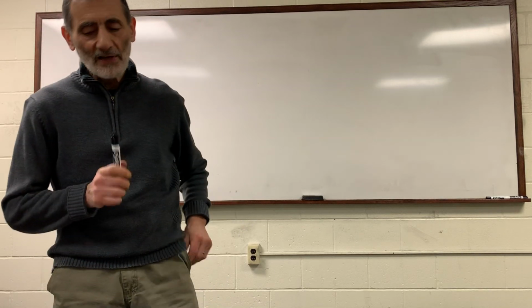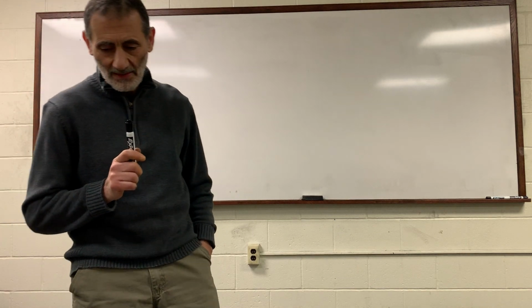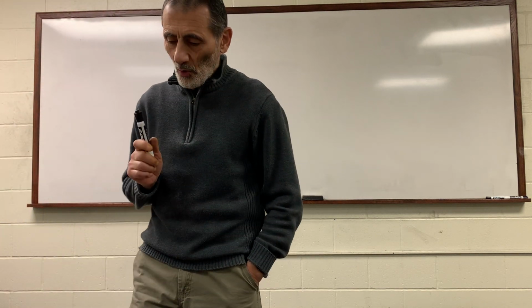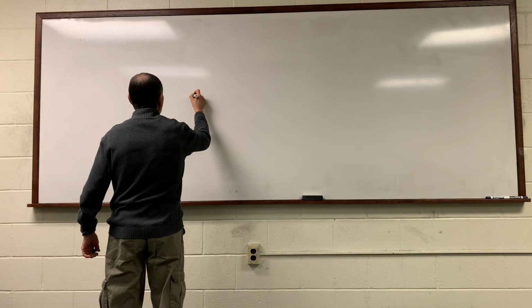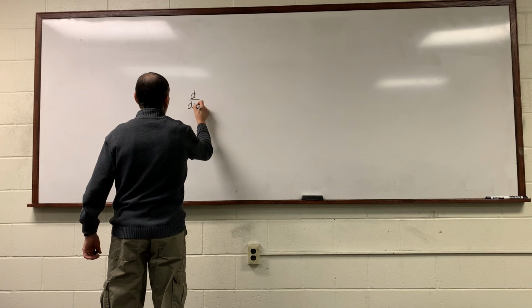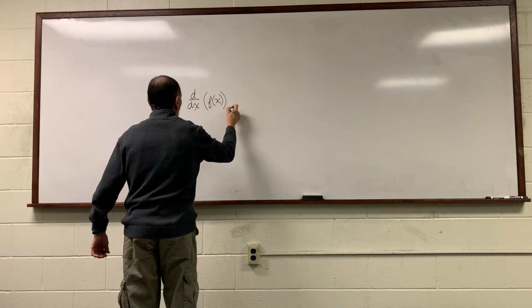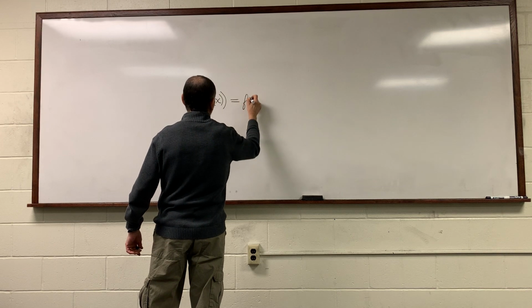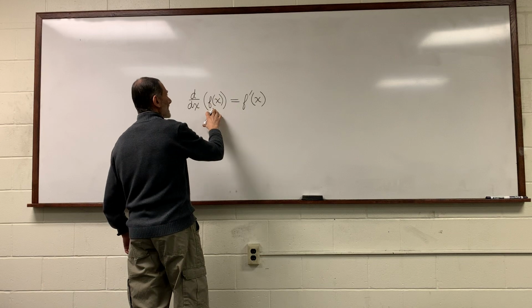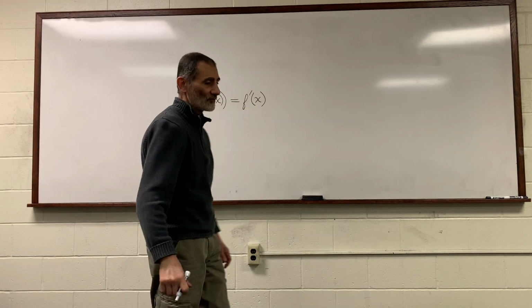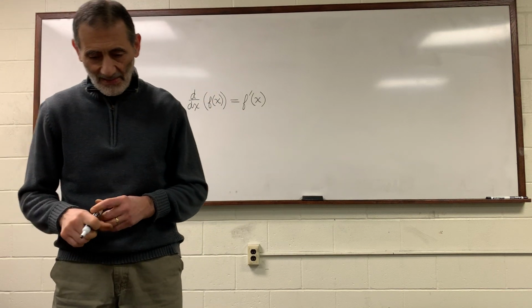All right, thus far in this course, we have gone in one direction only. Given a function, we have found its derivative. That is, the derivative of some function f of x equals f prime of x. That's what we've been given. That's what we needed to find. Today, we're going to turn that around.